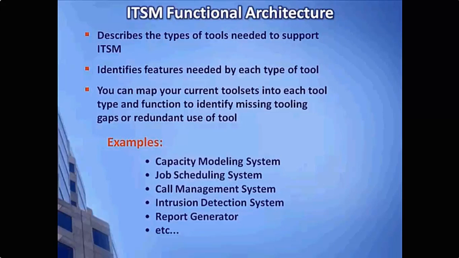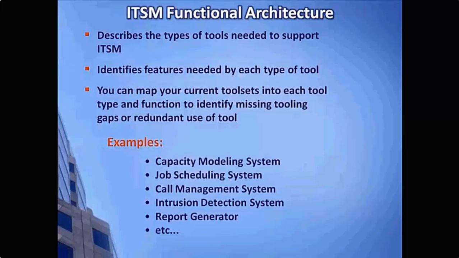We know that in order to operate, we need things like a capacity modeling system, a job scheduling system, a call management system if we're running a service desk. We need an intrusion detection system for security, maybe a report generator, maybe an incident management system, a change management system. So again, we've identified the types of tools that we need to support what we're doing. Notice that we've stayed away from specific vendors, vendor products, and tool names in doing this. We're focusing on the function, simply referring to it as a system that we need to have supported.